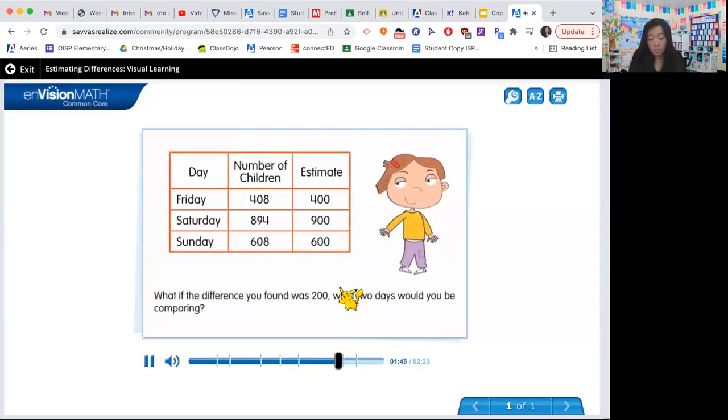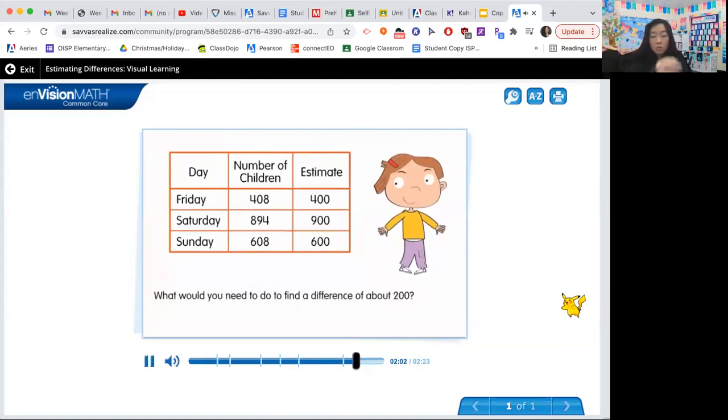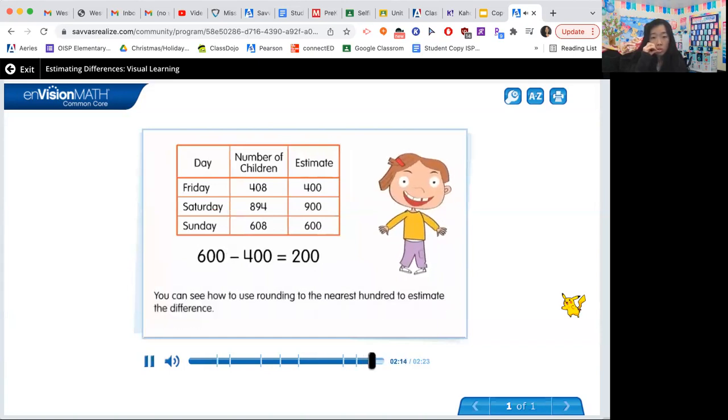What if the difference you found was 200? What 2 days would you be comparing? You would be comparing Friday and Sunday. What would you need to do to find a difference of about 200? You would need to subtract the estimated number of children who went to the museum on Friday from the estimated number who went on Sunday. You can see how to use rounding to the nearest hundred to estimate the difference.